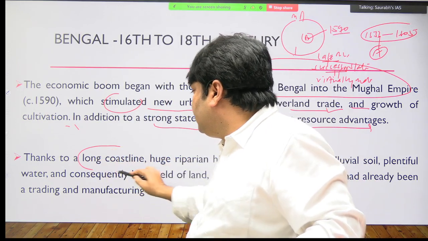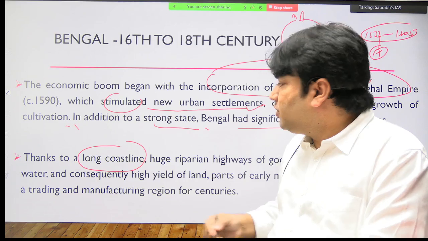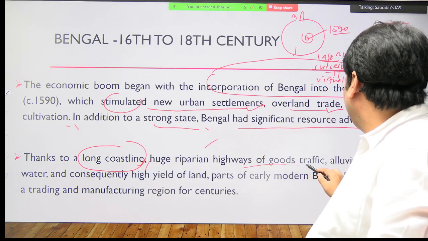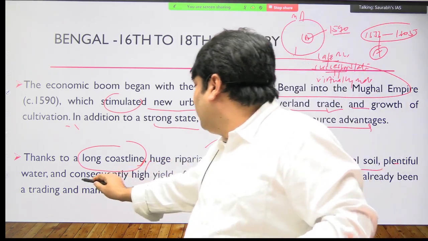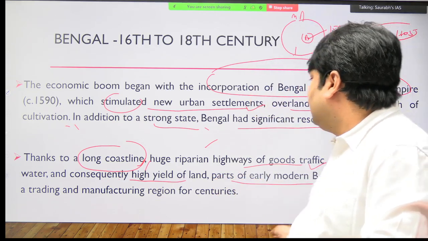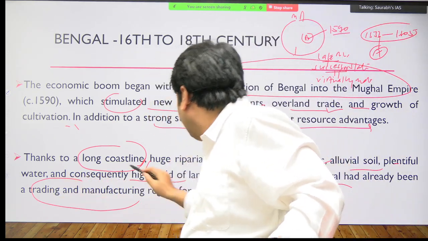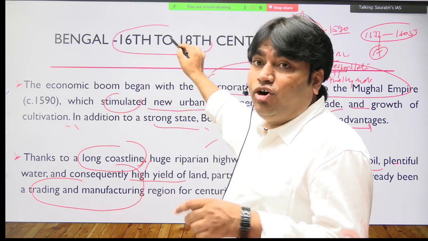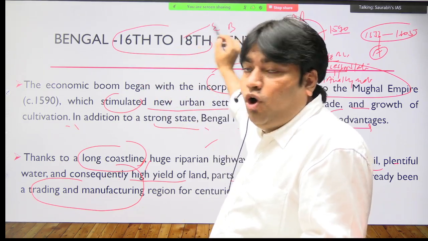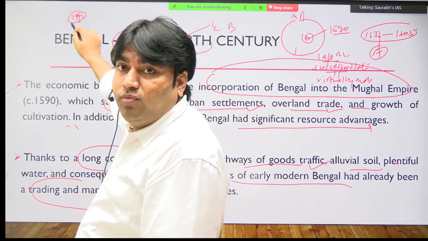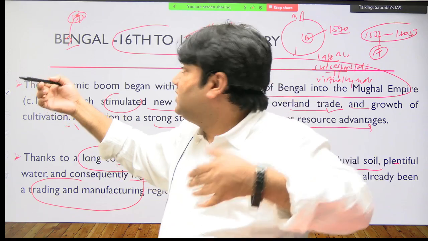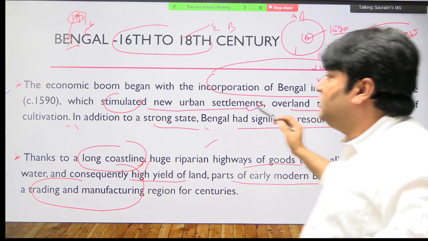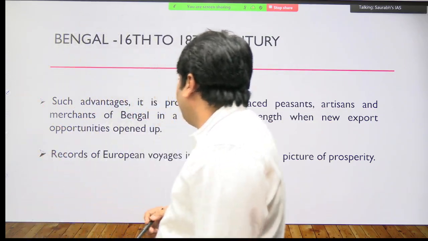Another important, you can say crucial, factor for the economic prosperity of Bengal was the long coastline. Okay, rivers, alluvial soil, plentiful water, high yield of land. It was also a trading and manufacturing center for centuries. Now see, in the 16th to 18th century, what was the economy? It was booming. And in 1590 it became part of the Mughal Empire. And since then, since the 16th century, the economy of Bengal was continuously expanding. This economy was becoming better day by day.